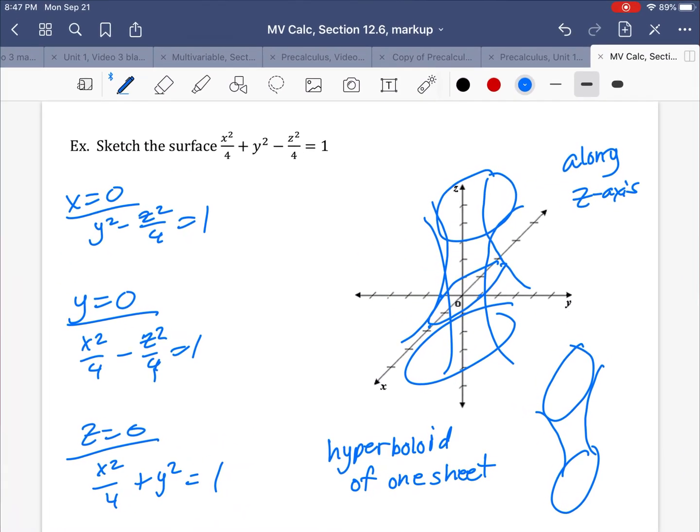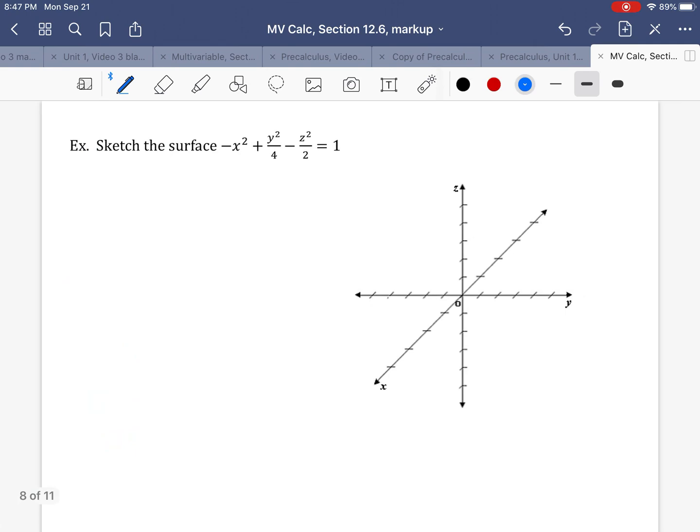All right, so let's take a look at the next one. We're almost done here. So sketch this surface. Notice here that there's 2 negatives and 1 positive, so that's something a little bit different. The oddball here is the y value. The oddball is going to be important because that's usually going to tell you what axis this thing follows.